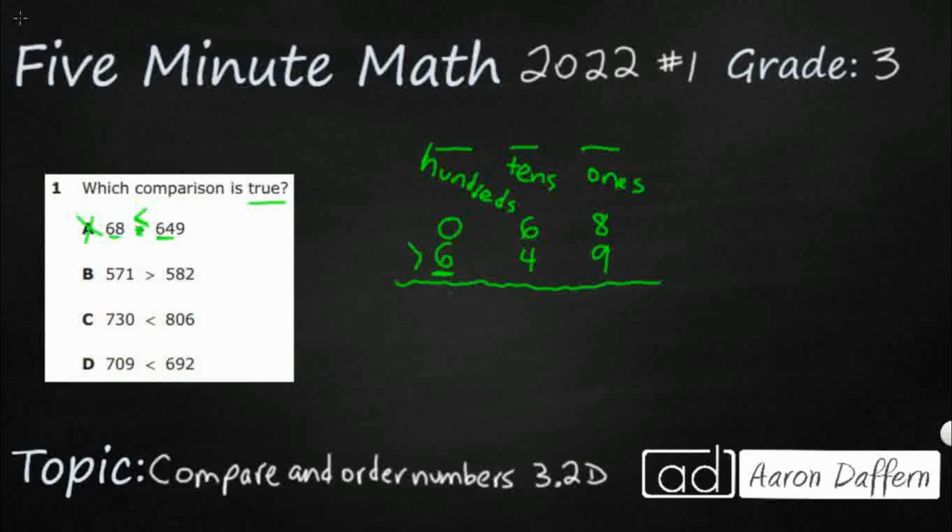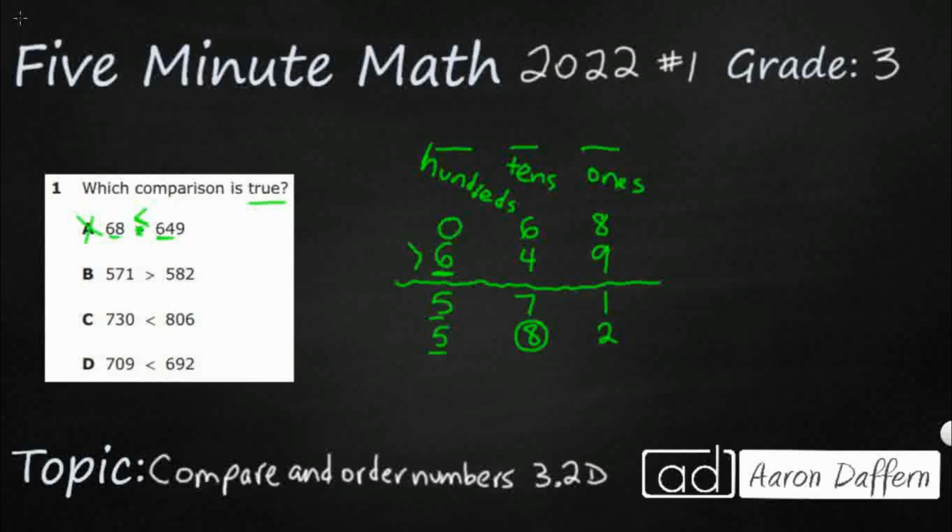So 571. And then I've got 582. All right, so we're starting with the largest place value. And we're even. All right, so they both have a 5 in the hundreds place, okay? So now we go to the next place value, the tens place. We see a 7, we see an 8. So which one's larger? The 8 is the larger one, just barely.